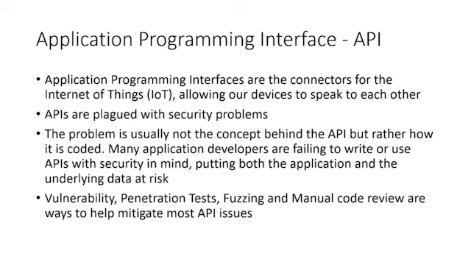Application programming interface problems. We could have fuzzing, right? Throwing a bunch of data out there. We could do penetration testing. We could do vulnerability testing, which is part of a penetration test, but maybe we don't want to do a penetration test. We just want to look for the weaknesses. We could take it one step further, like with a penetration test. We could also do manual code reviews. Those are all pretty good ways to help mitigate most of the API issues.